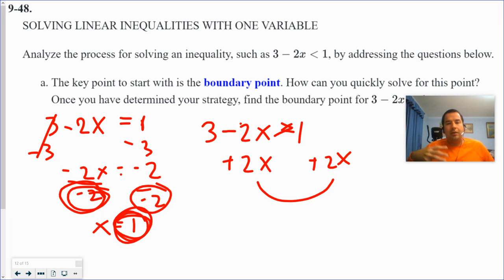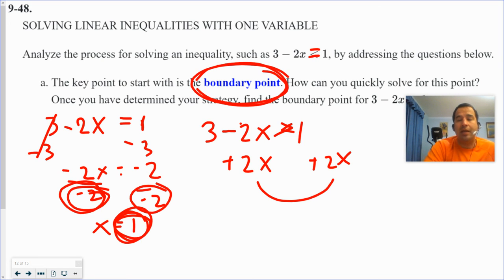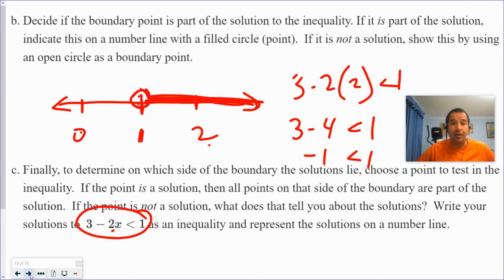All those rules can get really confusing. So the easier way to do this is to solve it as if it were an equation to find your boundary point. And at that point, you just need to stop and think about the problem and pick a value, plug it into the inequality, and find which side makes it true. One side is going to make it true, one side is not, and once you find the side that makes it true, you've got your answers.